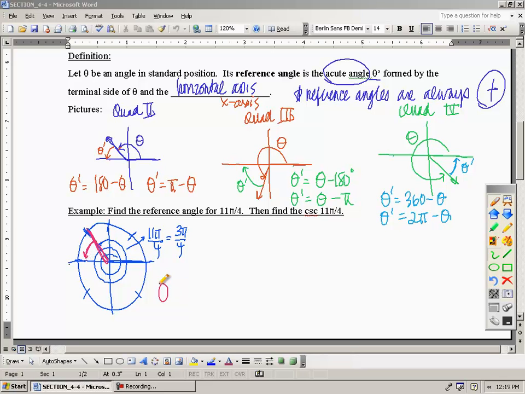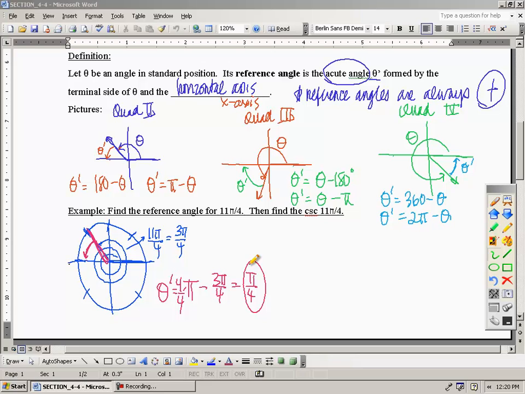So I'm going to find this reference angle by taking, because it's in radians, I'm going to use pi instead of 180, minus, and I'm not going to use 11 pi over 4, I'm going to use 3 pi over 4 because I know that they're just coterminal angles, and therefore I can use any version of that coterminal angle. Okay, now we need a common denominator, so I'm going to multiply this by 4 over 4. So 4 pi over 4 minus 3 pi over 4 is pi over 4. And this is my reference angle, theta prime.